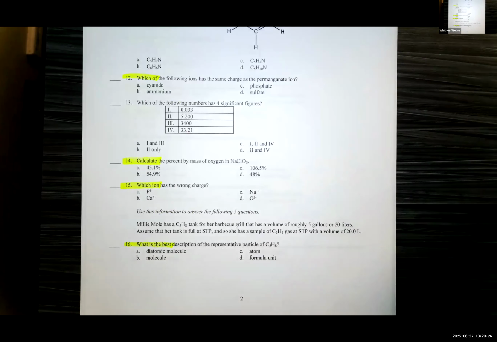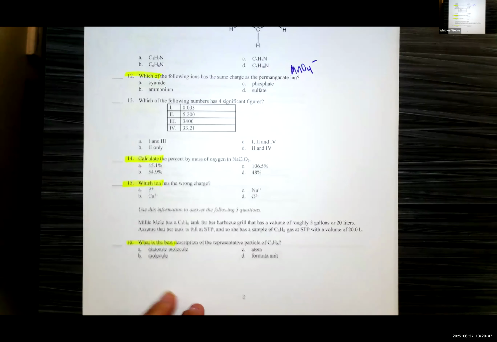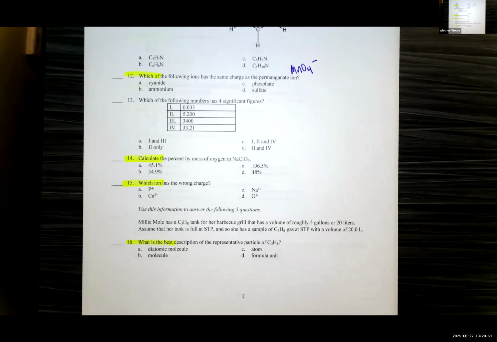So this one says, which of the following has the same charge as permanganate? Do y'all remember what permanganate is? I just had it up there. It's -1. So, which of the following ions has the same charge as permanganate?